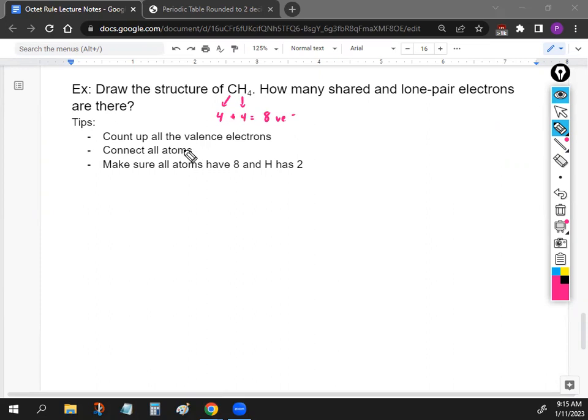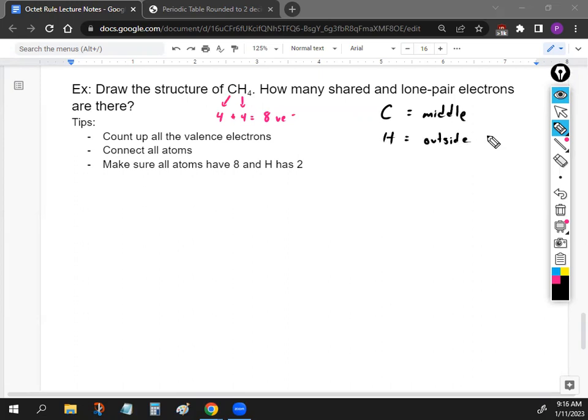Okay, next thing we're going to do is organize the atoms together. Now, if you guys remember, carbon always goes in the middle, right? That's one of the rules that we talked about. Carbon is always going to go in the middle, and then hydrogen always goes on the outside.